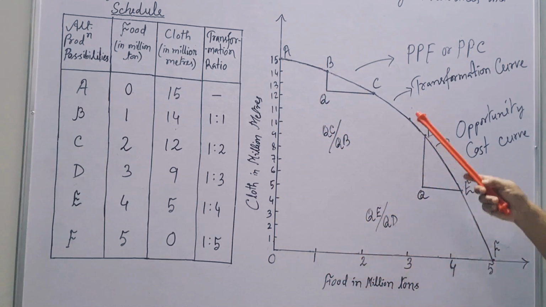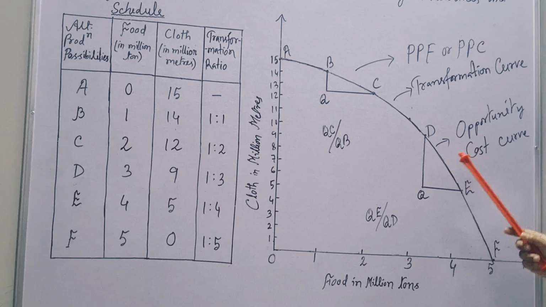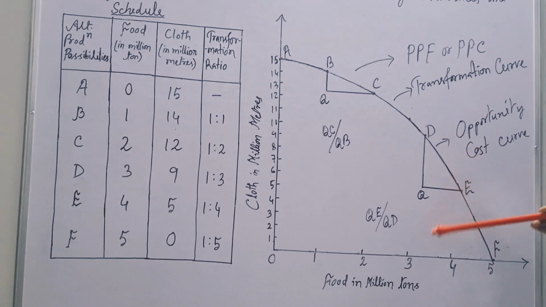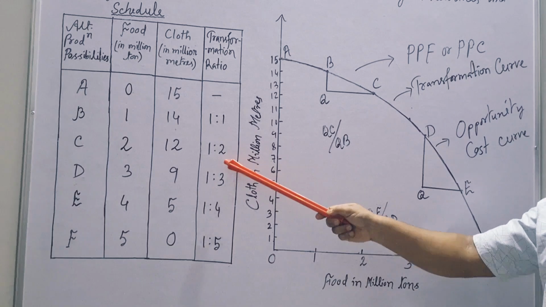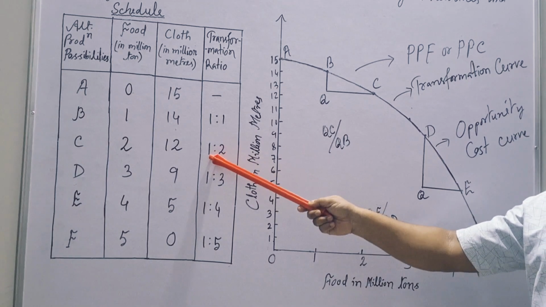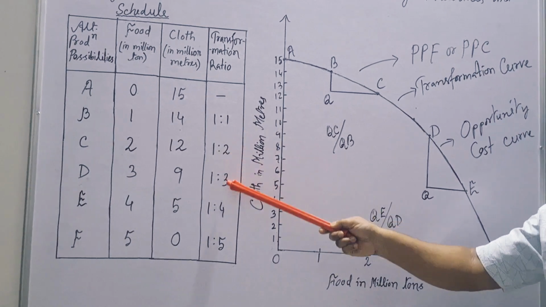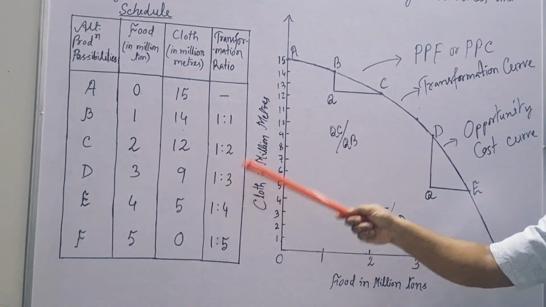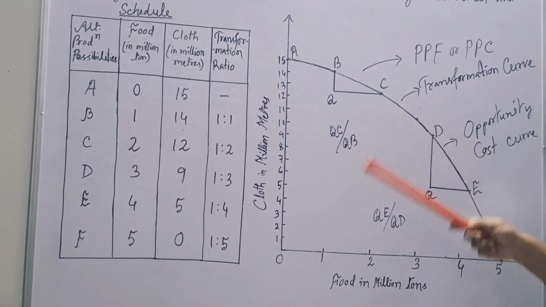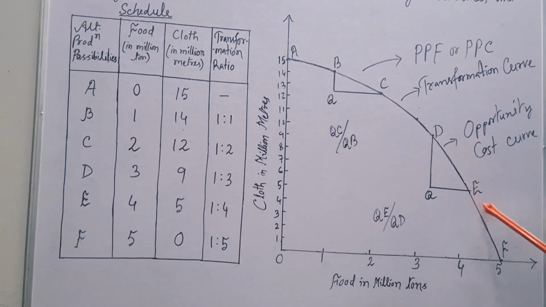How much cloth has to be sacrificed for production of food item? It is shown by the opportunity cost. Opportunity cost is measured as the cost of one product in terms of another. As for example, 1:2, that is, for producing 1 unit of food, we have to sacrifice 2 units of cloth. For producing 1 unit of food, 3 units of cloth. So this is the measurement of opportunity cost. And the curve, we see that it is concave to the origin.